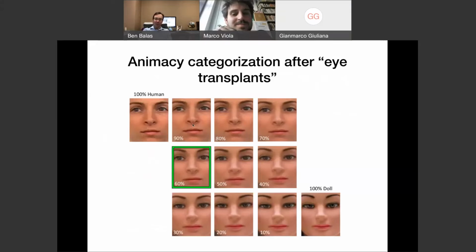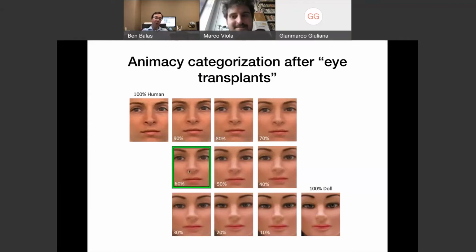So we start by making these blended faces where we are mixing together human appearance with doll appearance. And we, again, can find this steep boundary between real and unreal responses with a midpoint that's shifted just a little bit towards the doll end of the spectrum.